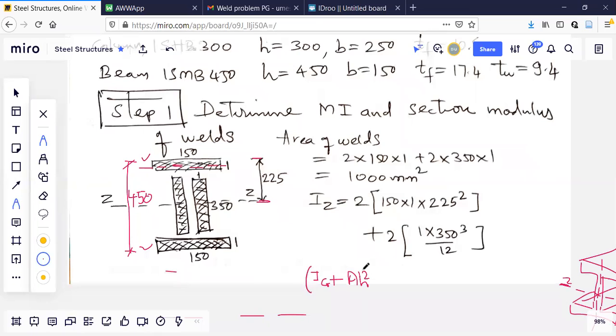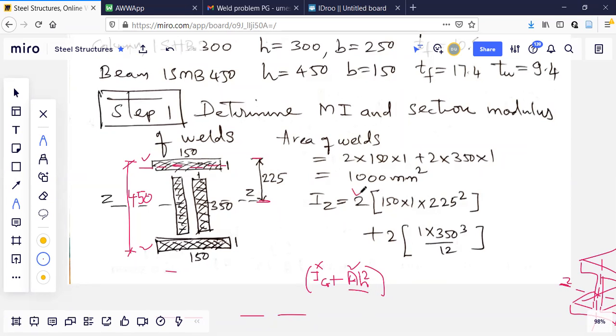Usually this formula is used, Ig plus AH square. So this is the ZZ line for the top rectangle here. I'm supposed to use the parallel axis theorem, which is Ig plus AH square. But Ig is nothing but 150 into 1 cube by 12, so this part is not considered. Only this is considered for these two rectangles, both the top and bottom horizontal rectangles. The Ig part is not considered. It will be a very small value, it is insignificant. So AH square is taken.